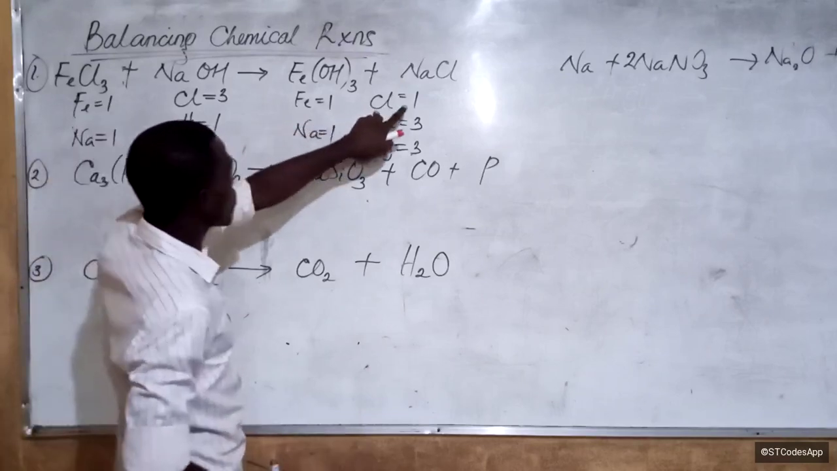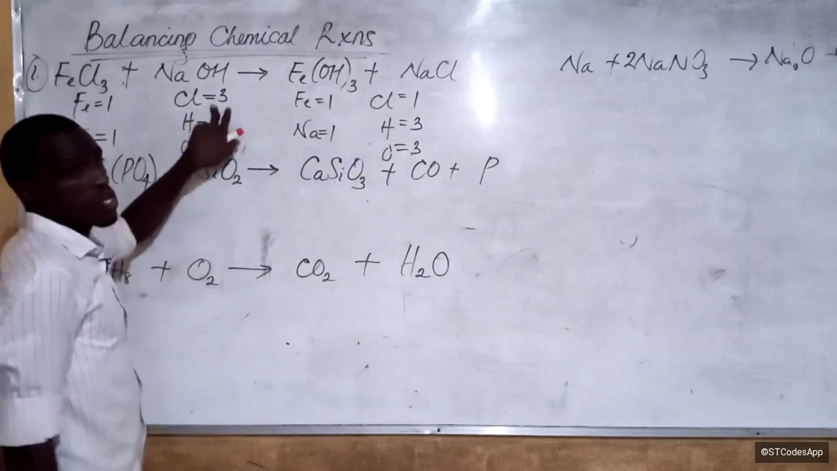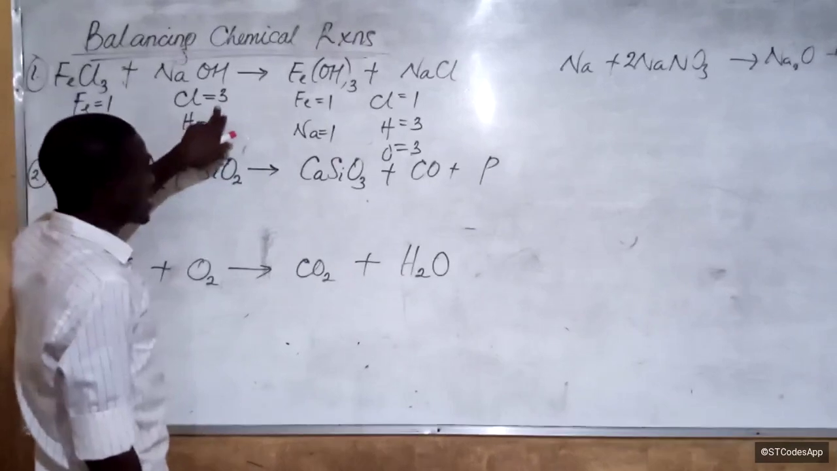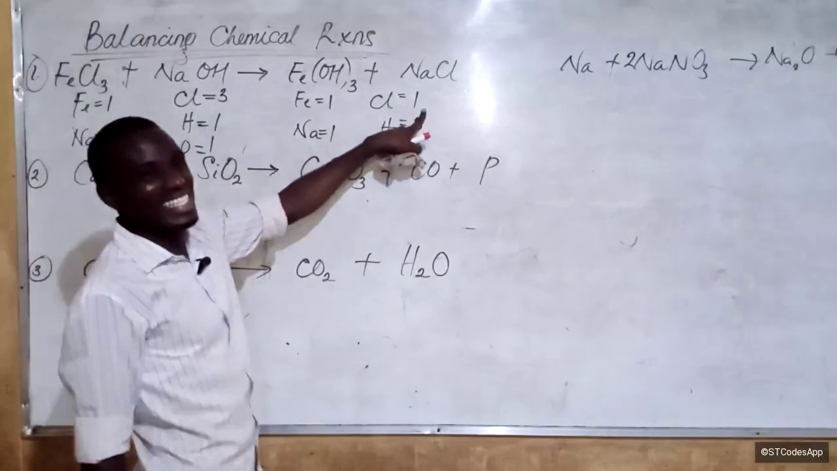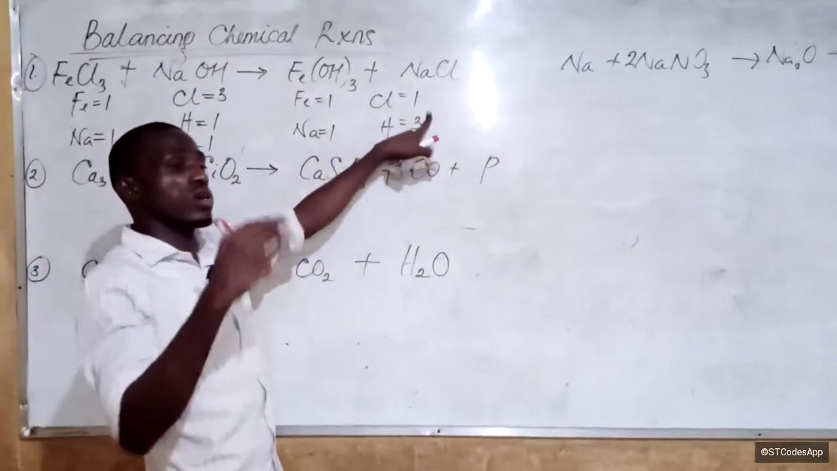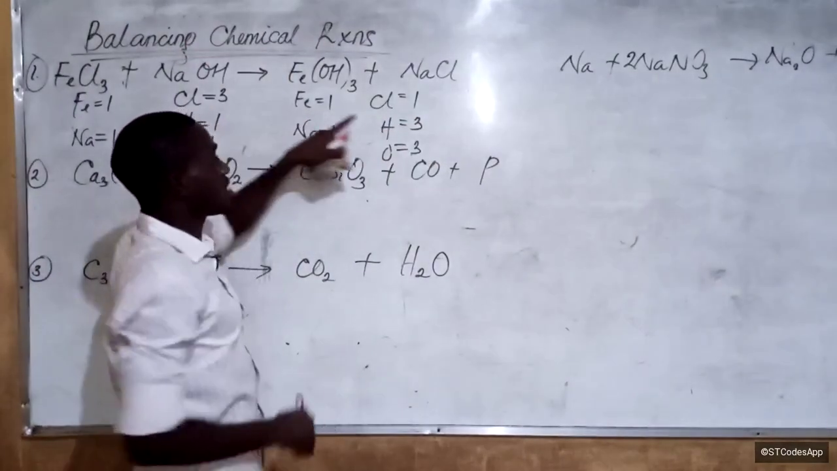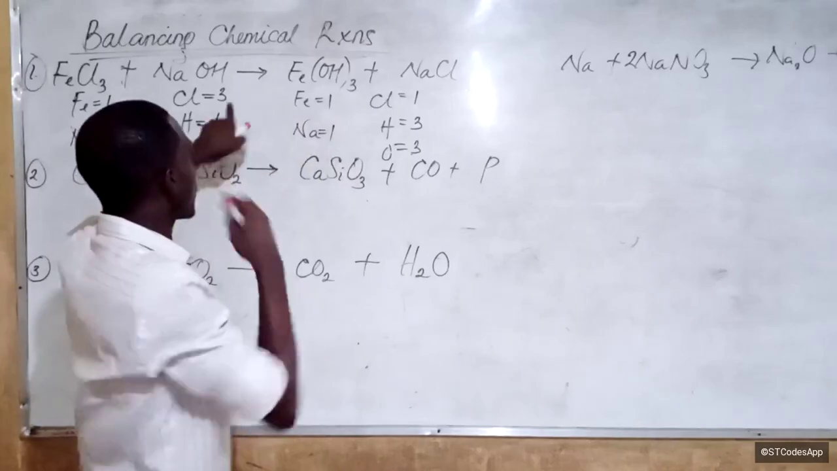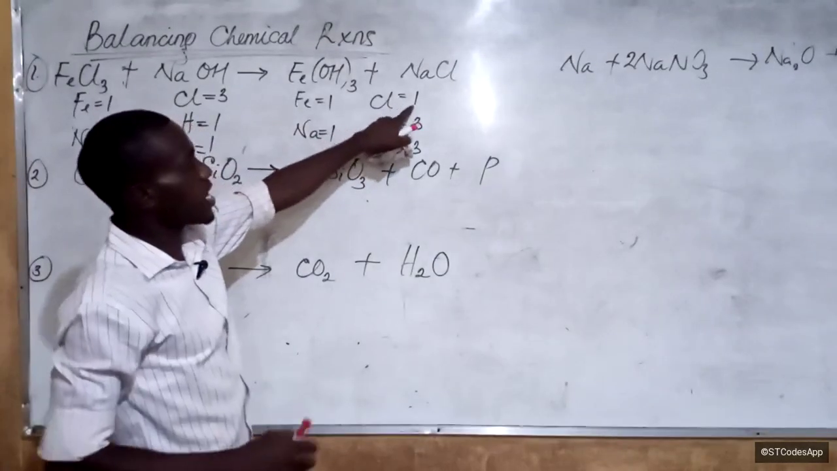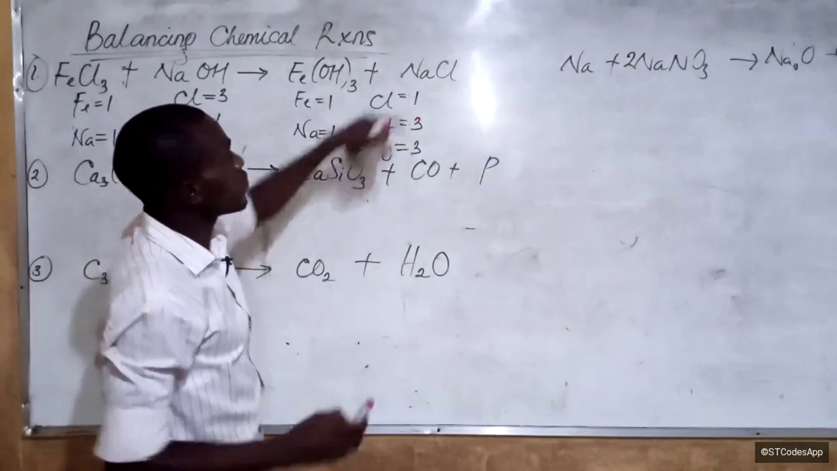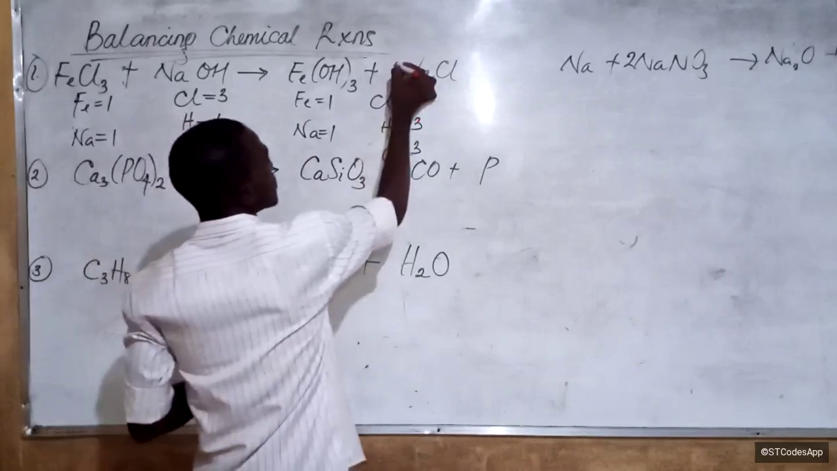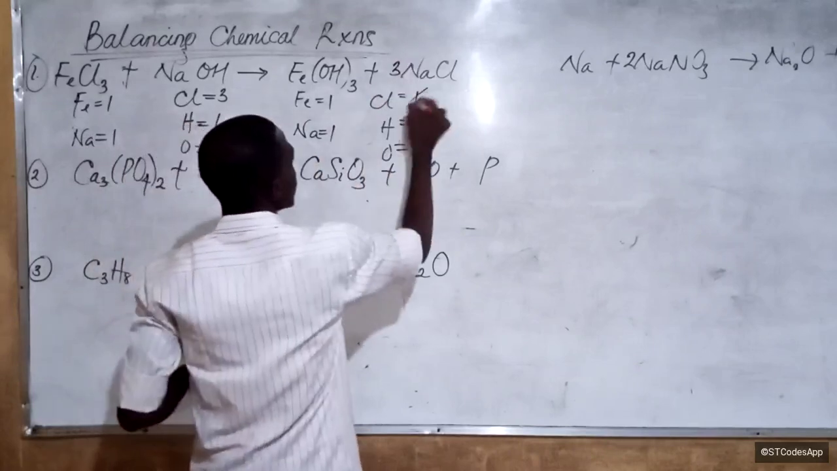Now, chlorine is 1 here, but chlorine is 3 here. So what do we do? Since it's 3 here and it's 1 there, we'll come and increase here. We cannot reduce. We can only what? Increase. We can only add. We cannot subtract. So this one is more than this, so we add to this to make it equal to this. Now, what do we add? We are going to put 3 here to make chlorine become what?